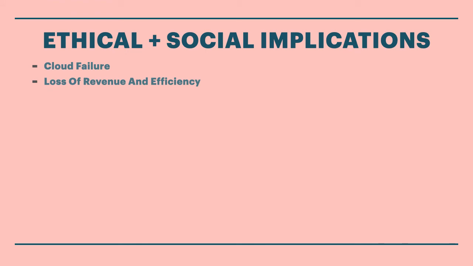Next, we're going to be talking about ethical and social implications. As previously discussed, cloud computing has many security concerns, but this can also be translated to the ethical and social implications. One of the main concerns to address is the breakdown of one of the subsystems can most definitely impact others. This also means a loss of money and efficiency.